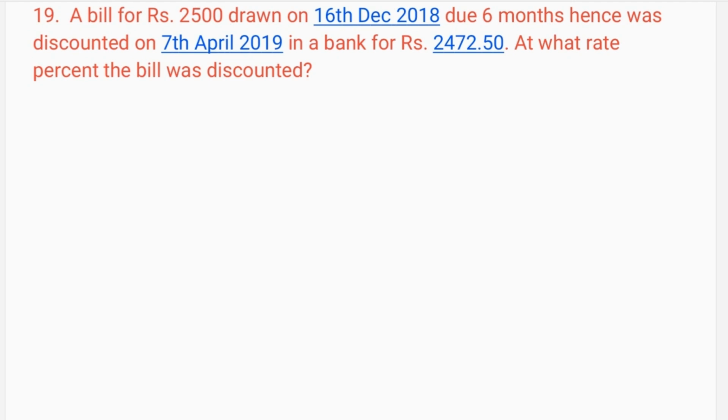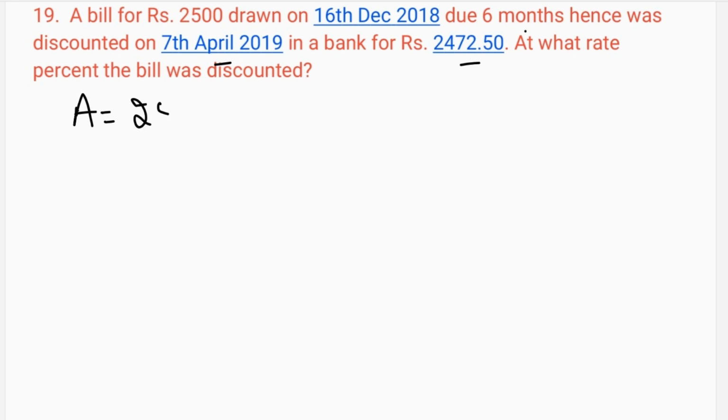Now the next problem: a bill of 2,500 drawn on 16 December 2018, due 6 months hence, was discounted on 7th April in a bank for rupees 2472.50. At what rate percent was the bill discounted? So in this problem you need to find R. Till now we found out A, we found out P, and in the last problem we found out N also. Here is the problem where we need to find R. So first note down what data they have given.